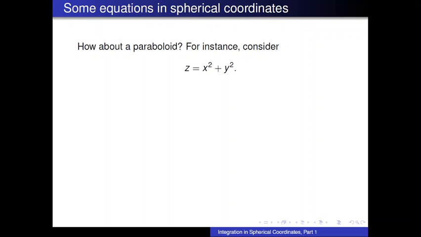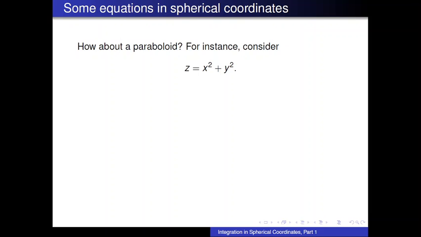A paraboloid. That was another surface that we saw at the end of 15.7 that we decided to try to describe with cylindrical coordinates. And I think it was pretty nice with cylindrical coordinates. It was a quadratic equation, something like z equals r squared, I think. So let's take a look now and see how it fares in spherical coordinates.